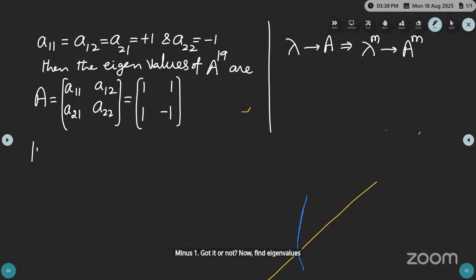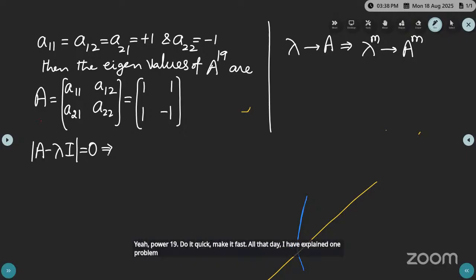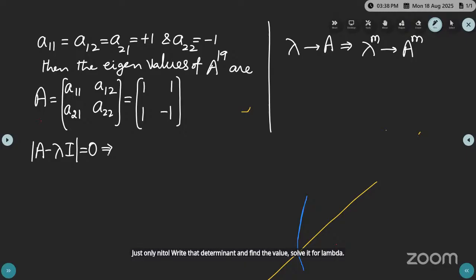How will you get them? Determinant of A minus lambda I equal to 0. We call this the characteristic equation. Find the roots and you will get the eigenvalues. Then you may find the eigenvalues for A power 19. Do it quickly. Already I have explained one problem today itself. You just need to write the determinant and find the value. Solve it for lambda.